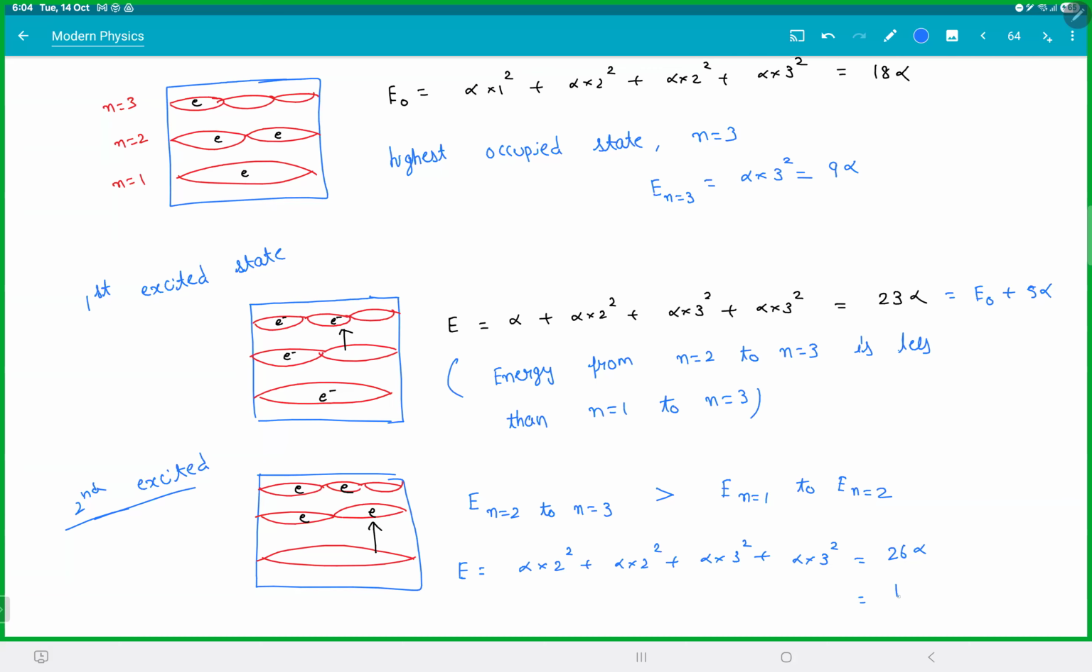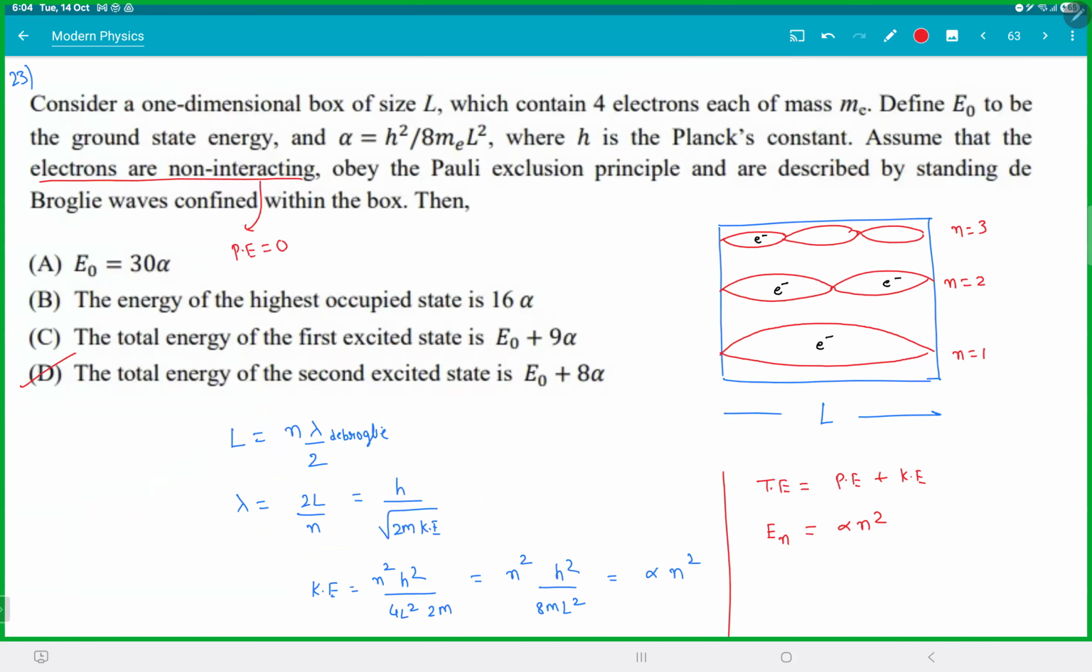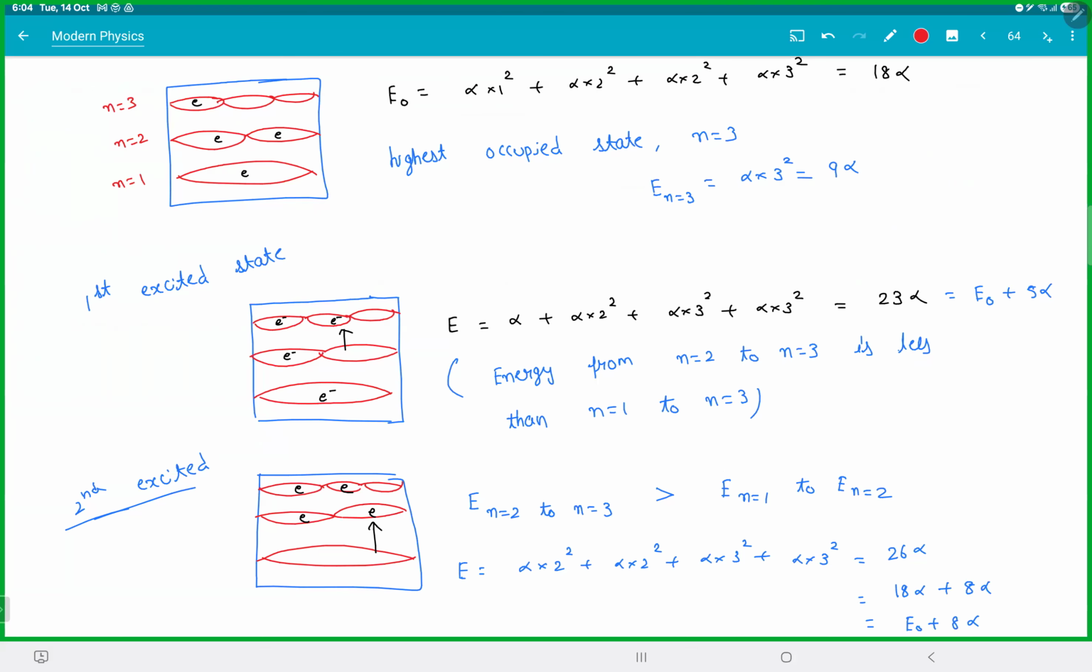So this can be written as 18 alpha plus 8 alpha. This is E naught plus 8 alpha. D option. And that is the only option that matches. It's a single choice question though. Have a look at this.